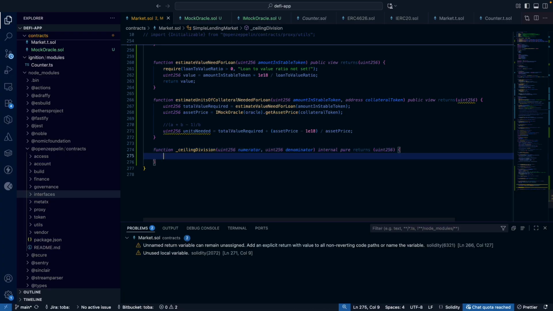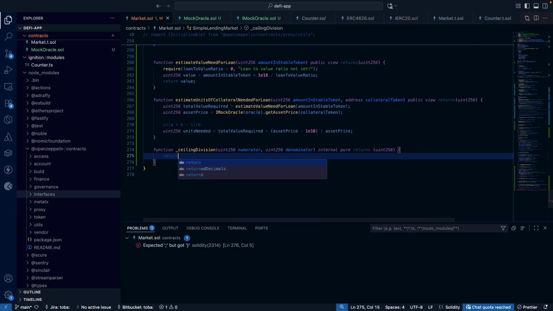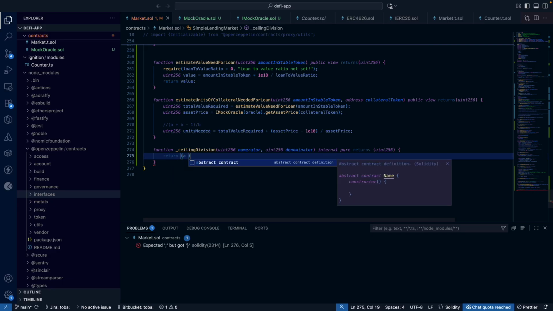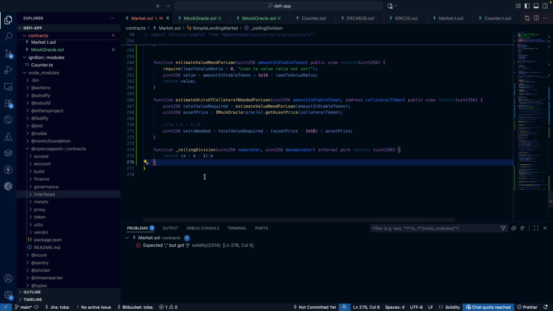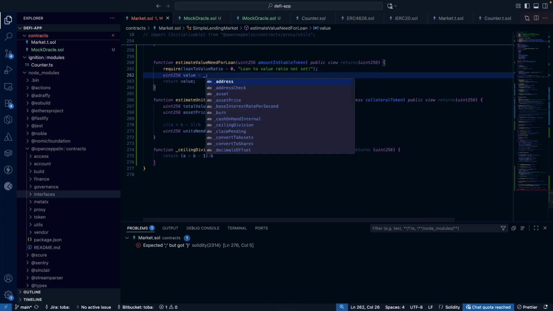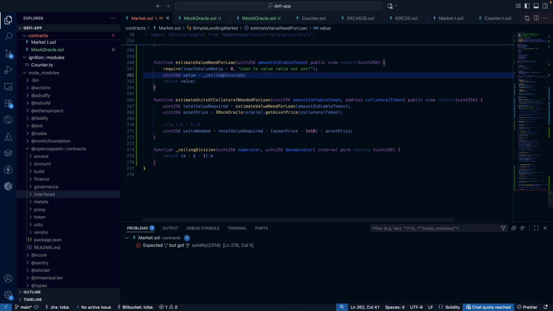So the relationship we're trying to model, if you remember, is return A plus B minus 1 divided by B. This is what we're trying to model. Okay, now we're going to be using ceiling division here and here. So first of all, we want to do ceiling division here. Okay, so we're going to say ceiling division. What is our numerator?